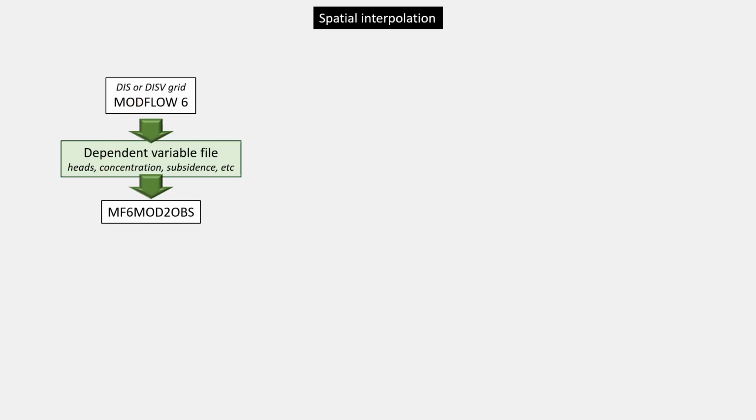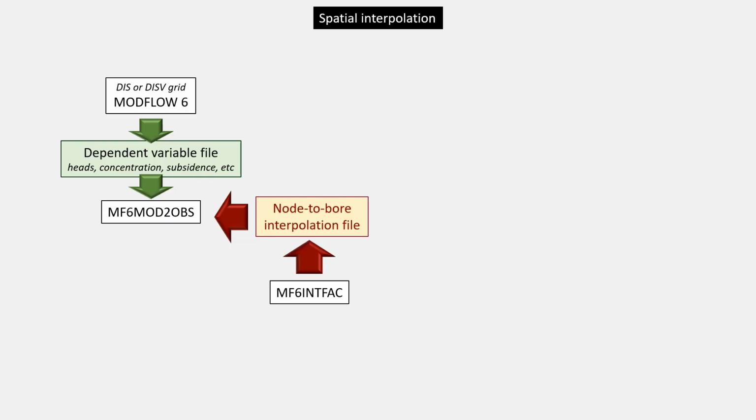So, just like other members of the ModFlow family, ModFlow 6 records a dependent variable file. MF6 mod to obs reads that file. To obtain the wherewithal to undertake spatial interpolation from cell centers of that file to an arbitrary point in space, MF6 mod to obs, like USG mod to obs, reads a node to bore interpolation file. But this time the file is written by a program called MF6 intfac.